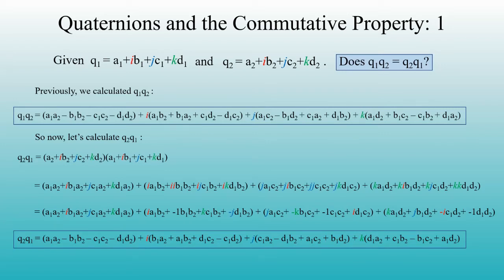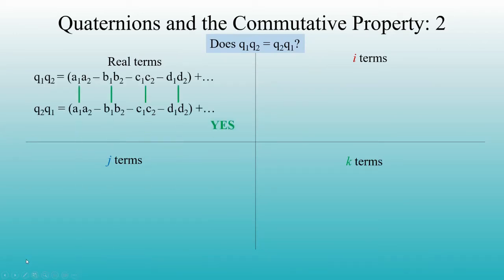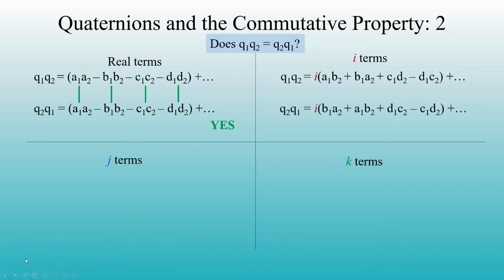Okay, so are the 2 boxes the same? Do the 16 terms match up with each other? There's only one simplifying trick available to us, and that is that the four real terms of the first box have to equal the four real terms of the second box. The i's have to equal the i's, the j's the j's, and the k's the k's. So let's have a look. Let's start with the real terms. Yes, all of these match up. A good start. Next, the i terms.